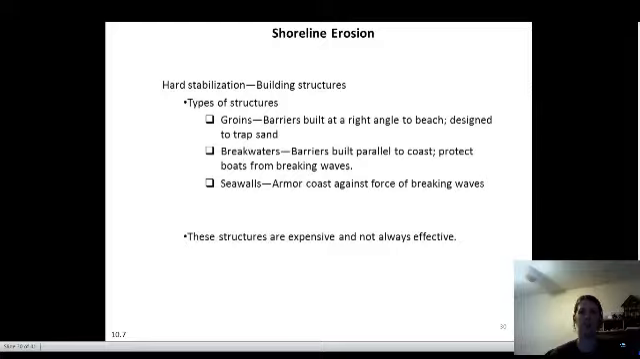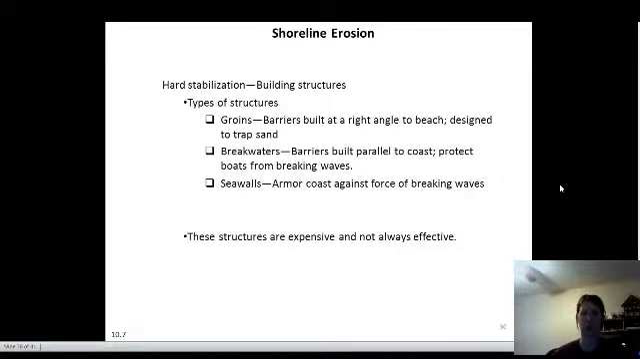So when we talk about hard stabilization, these are building structures. These are man-made features that try to reduce the amount of erosion that occurs. You get groins, which are barriers that are built at a right angle to the beach, and they're designed to trap sand. Sand will build up behind these. Breakwaters are built parallel to the coast, much like a barrier island, and this is to protect boats from breaking waves. And then seawalls, which armor the coast against the force of breaking waves. So these are built up along the actual coastline to reduce erosion from the ocean.